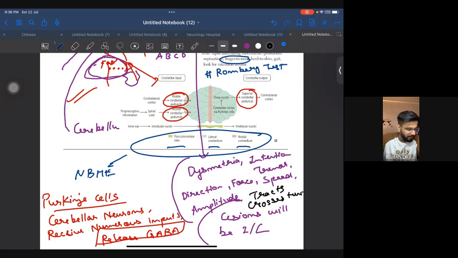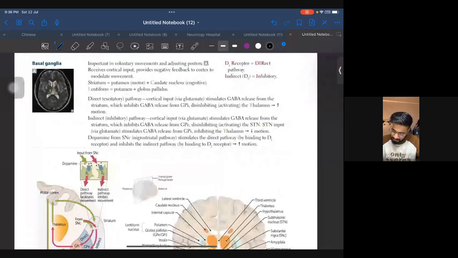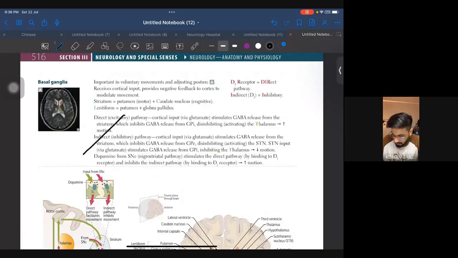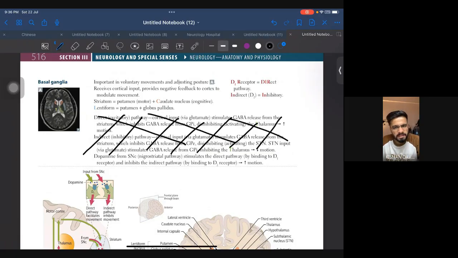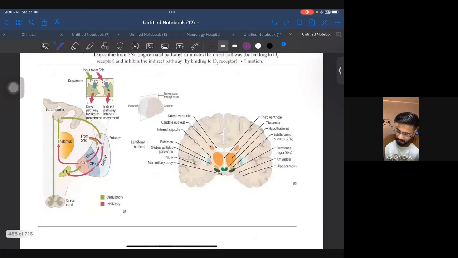All right, let's move ahead. We have basal ganglia. Now see, I know this is difficult to understand. If you understood it, very well and good, but it is difficult to understand. Okay, छोड़ दो, नहीं आएगा सवाल इसमें से. Okay, the problem here that will be coming is this: striatum is putamen plus caudate, and lentiform is putamen plus globus pallidus. Again, this is not the problem. What is the problem? This diagram.